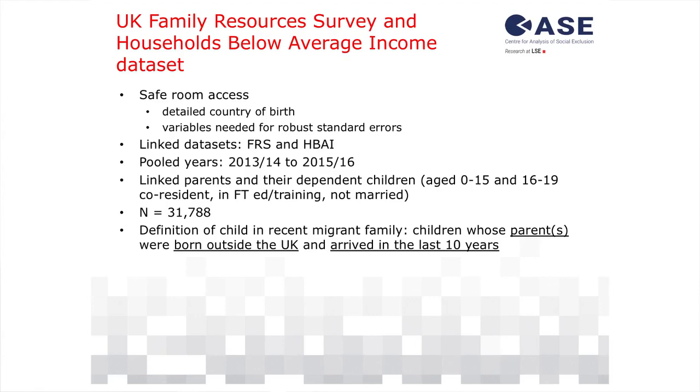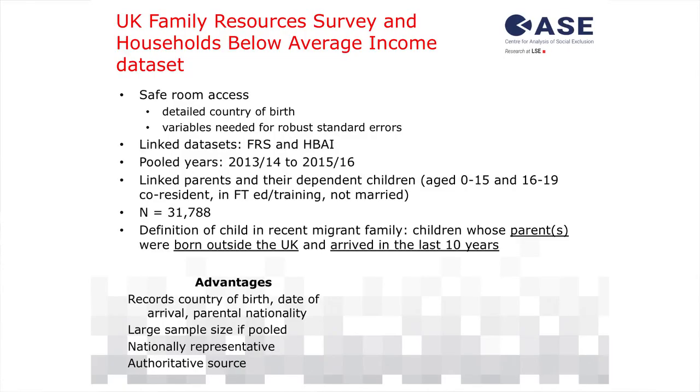So our strategy was to look, in this case, at the Family Resources Survey and the Households Below Average Income dataset, which are linked together, in a secure access environment in order to access some variables that are not usually released in the end-user license version. We needed that in order to get the detailed country of birth information, not just UK, non-UK, in order to get robust standard errors for these relatively small population groups, and in order to get the date of arrival in the UK.